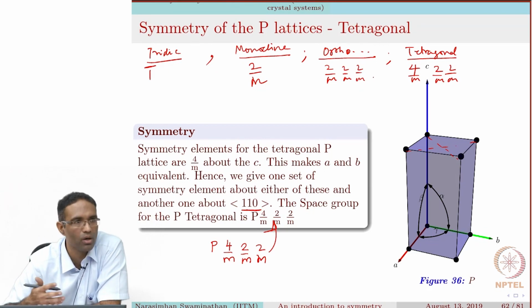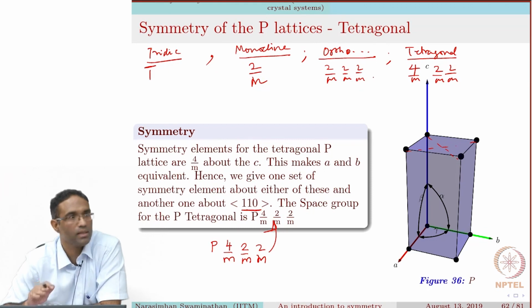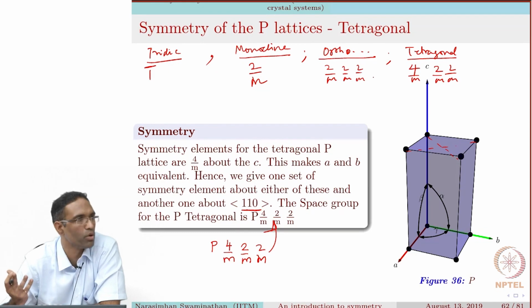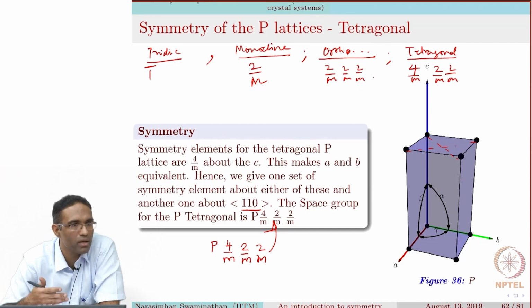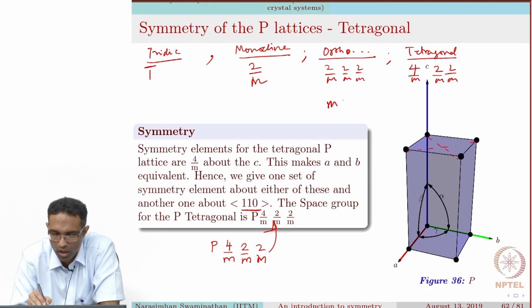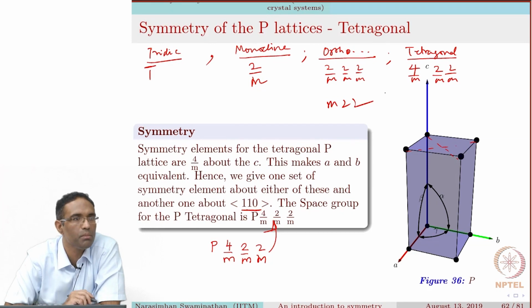So if you see only 1 or 1 bar, then there is nothing else but triclinic. Okay. If you see 2 over m or 2 and nothing else after it, then it is monoclinic. If you see 3 mirrors, 1, 2 and 2 mirrors, 1 mirror and 2, 2, 4, if you see all these combinations, it essentially means it is an orthorhombic lattice.